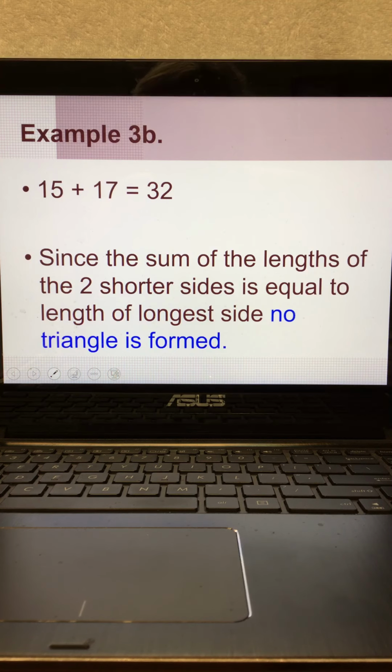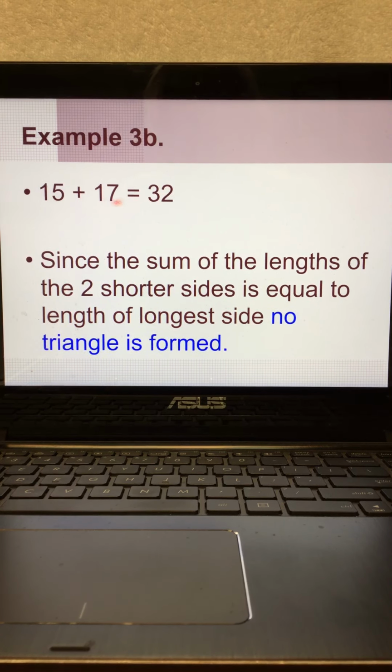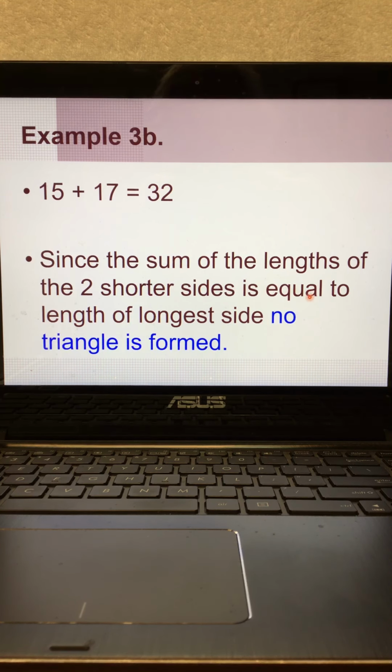All right, going on to the second problem. The numbers were 15, 17, and 32. I have a problem here. 15 plus 17 is equal to 32. In order to have a triangle, those two sides have to be more than 32. So since the sum of the lengths of the two shorter sides is equal to the third, no triangle is formed. I keep on going on to the next problem.